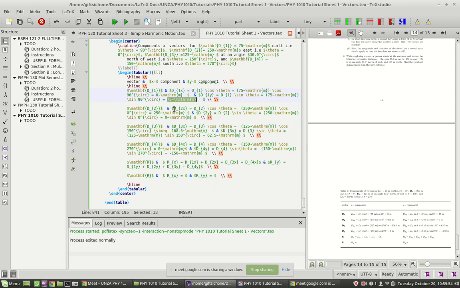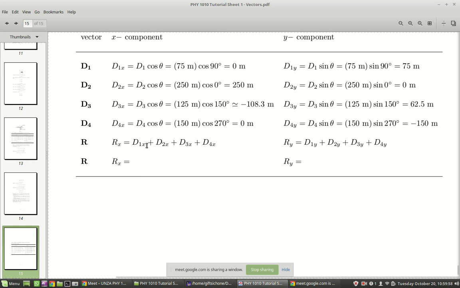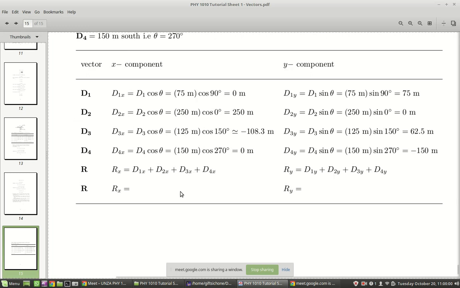No, we are trying to work out the actual size of Rx. You look at the table. So we need to replace D1x, D2x, D3x, D4x with the actual values. Yes, the answer is 141.75. So the values are what?